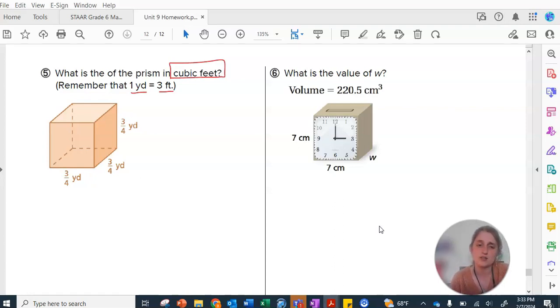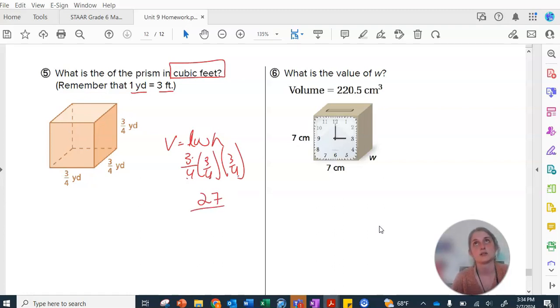Maybe you want to actually find your volume in yards first, length, width, height. 3/4 times 3/4 times 3/4. This is a true cube because all the sides are the same. 3 times 3 is 9, times 3 is 27. 4 times 4 is 16, times 4 is, 16 times 4, I can't think of it off the top of my head, even though I know it. 64. And then we need to simplify. Like maybe I can divide them both by, I don't know, 2's, 3's, maybe not. But we do need to change it.